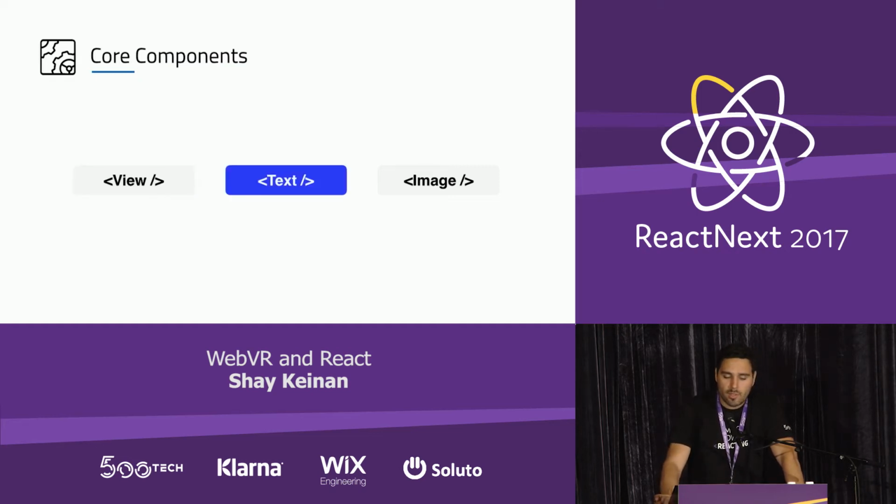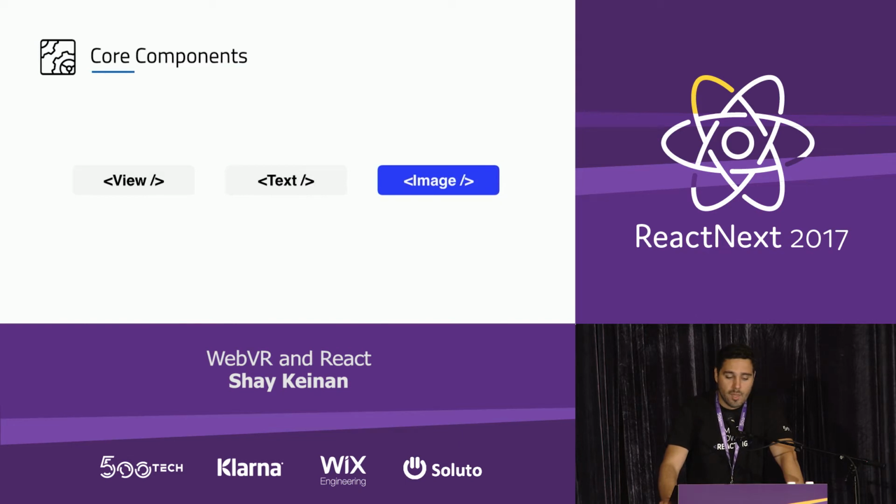Text is a React component for displaying text. Text supports nesting and styling as well. Image is a React component for displaying different types of images. Keep in mind that you must manually specify the dimensions of your image. Image dimensions are specified in meters, and it is not possible to predict the intended dimensions from the pixel width and height of the actual image.